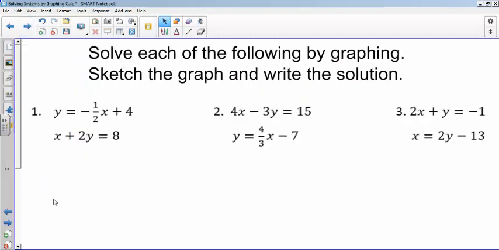What I'm going to leave you with are 3 more problems for you to try and bring to class tomorrow. For each of these, I would like you to solve them by graphing. In your notes, I would like you to have a sketch of the graph, and I would like you to write the solution.